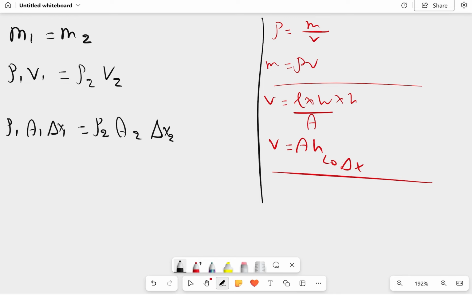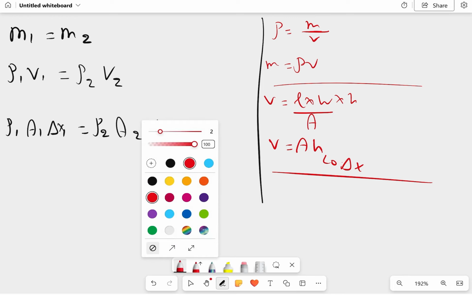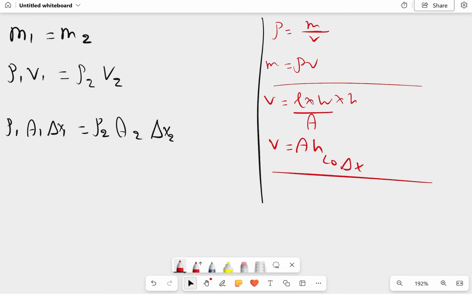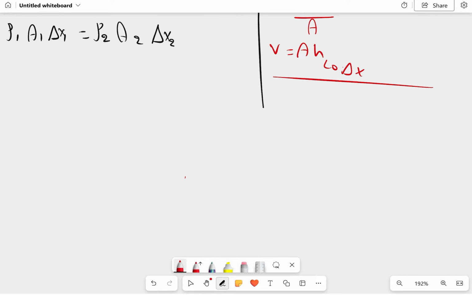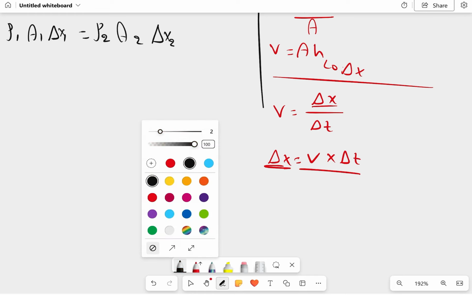Now, guys, we studied another equation in the first chapter. If you remember, we said that velocity is equal to delta x divided by delta t, okay? To find delta x, I can say delta x is equal to velocity multiplied by time. So instead of writing delta x here, I'm just going to simply write velocity multiplied by time. Okay, let's do that.